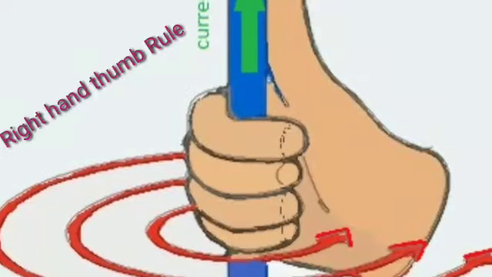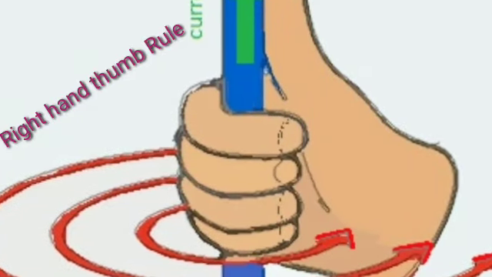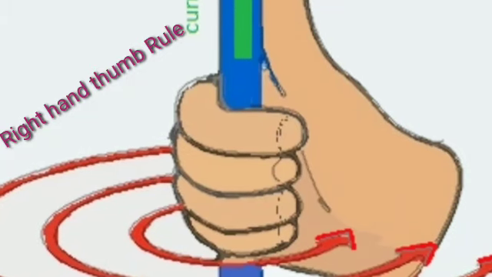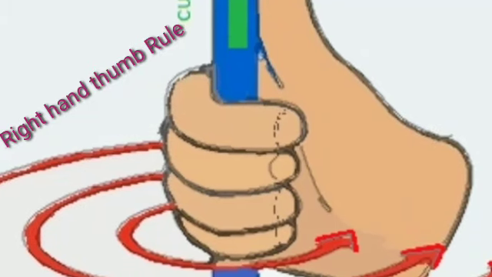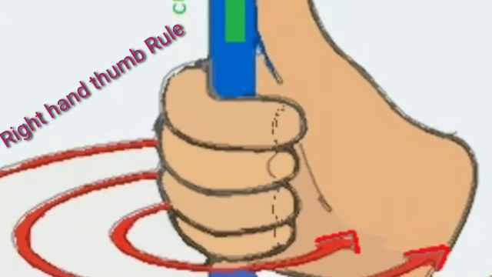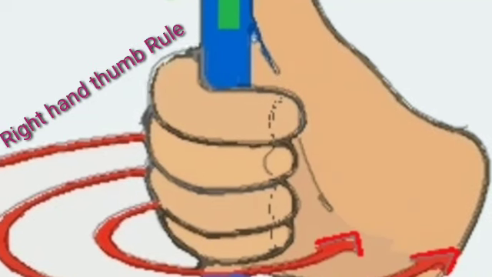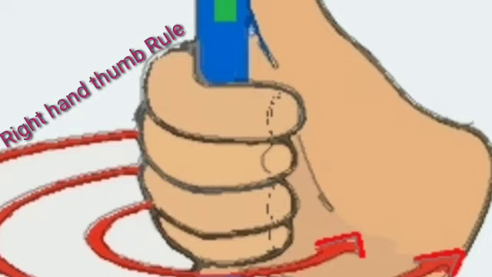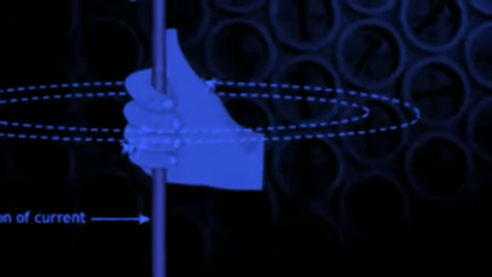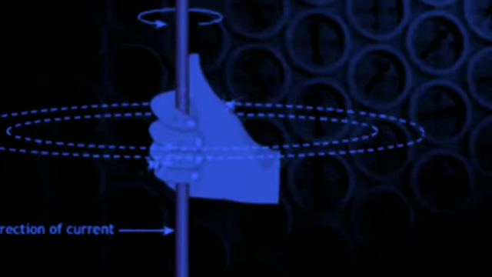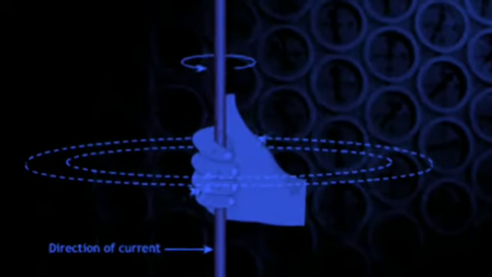Right hand thumb rule. This is a convenient rule for finding out the direction of the magnetic field produced by a current flowing through an electrical conductor. Imagine that you have held the conductor in your right hand in such a way that your thumb points in the direction of the current. Then turn your fingers around the conductor. The direction of the fingers is the direction of the magnetic lines of force.